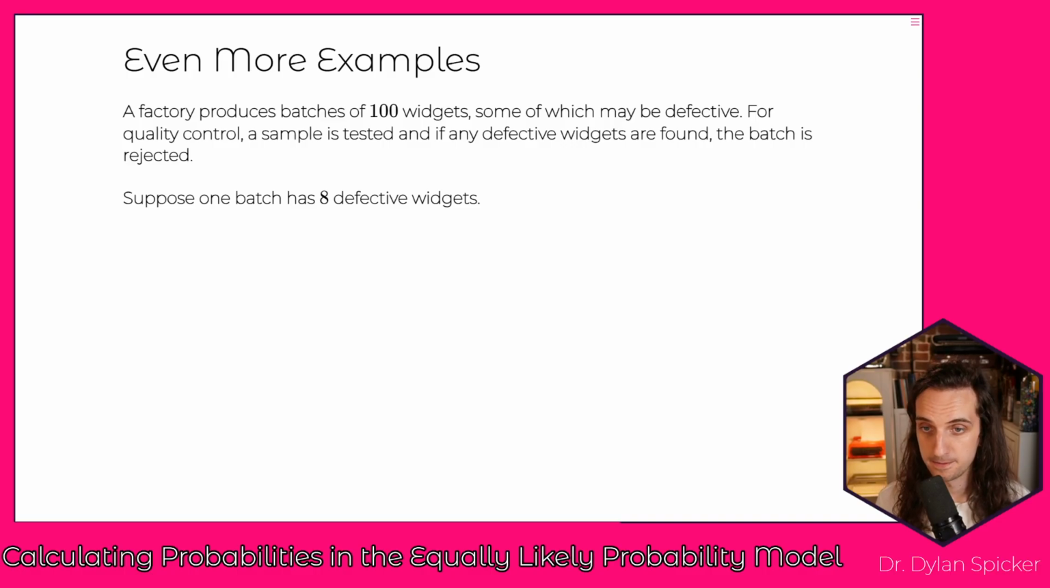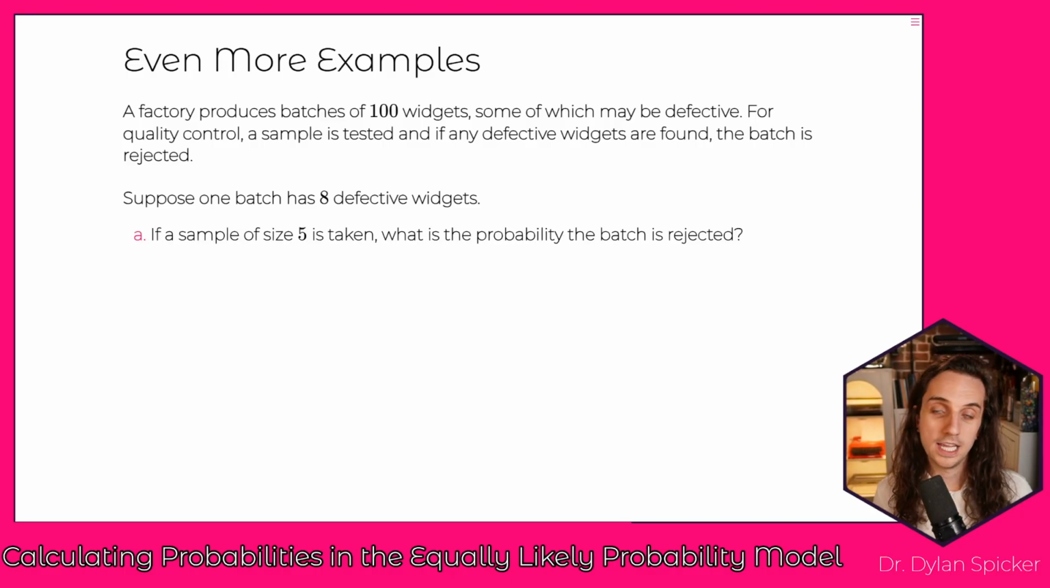If we look at another example here, we have a factory. They're producing batches of 100 widgets. Some of these widgets might be defective. Now, for quality control, a sample is going to be tested, and if any defective widgets are found, the batch is rejected. Suppose that one batch has a total of 8 defective widgets in it, right? So we have 100 total widgets, 8 of them are defective. If we take a sample of size 5, what is the probability that the batch is going to be rejected?